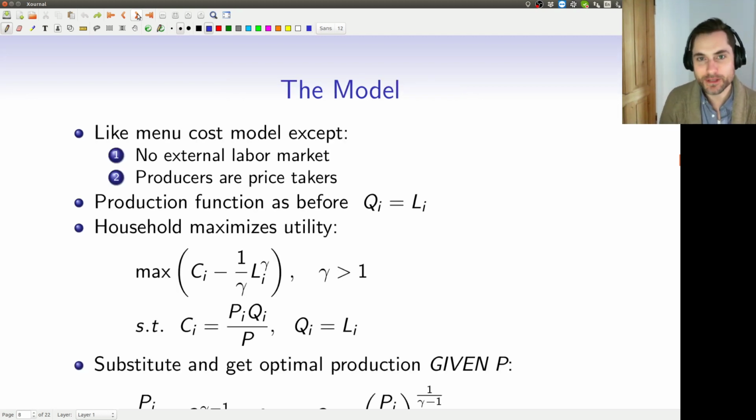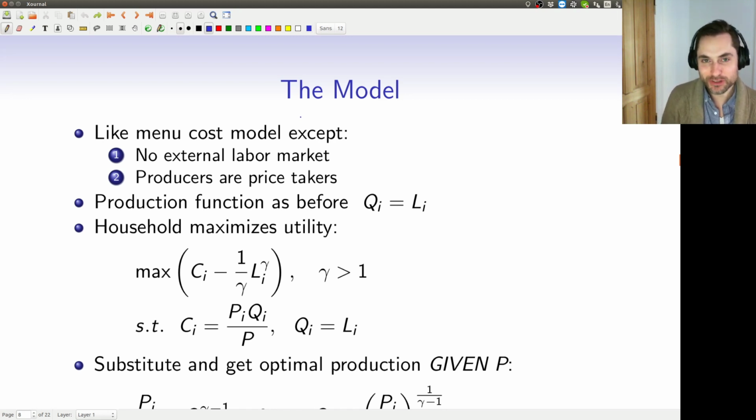Okay, so now here's where you're going to see the way the labor works out. So this is going to be very similar to the menu cost model. The only difference is that there's no labor market with like an external wage. Okay, so that's kind of the key. That's why we actually need to have this household firm thing, because the wage level would contain information about the price level. Okay, so we don't want the producer to be able to look at wages and then infer the overall price level. So we assume that there's no external labor market.